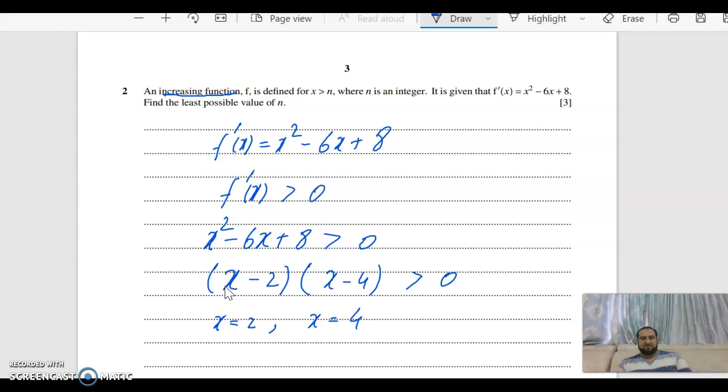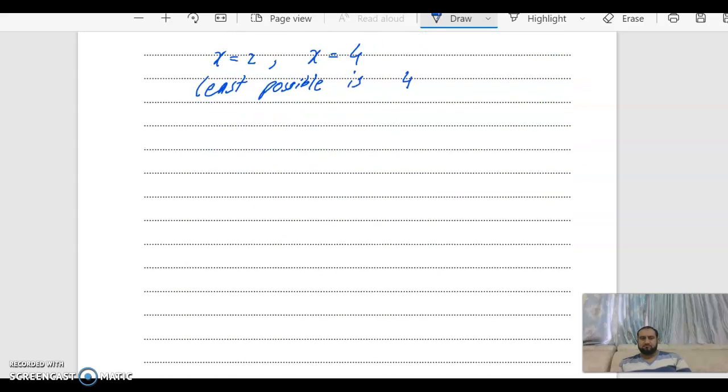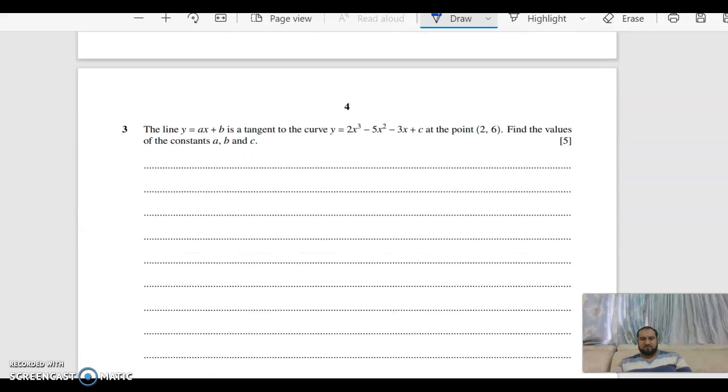Where n is an integer, it is given that the first derivative is equal to x squared minus 6x plus 8. So find the least possible value of n. From here we can see that the least value is 4. To find this you can even sketch the graph and see it. So the least possible value for n is 4. Let's have a look at the next question.